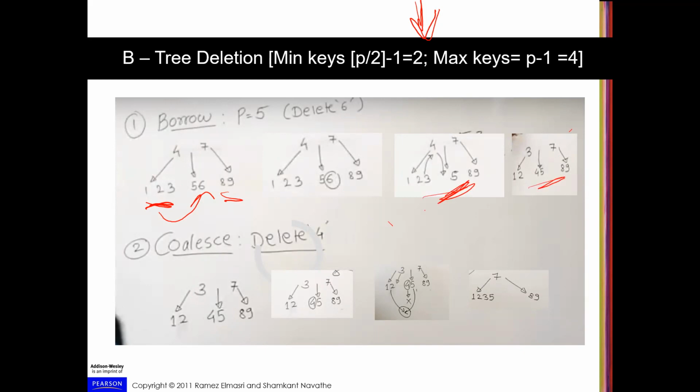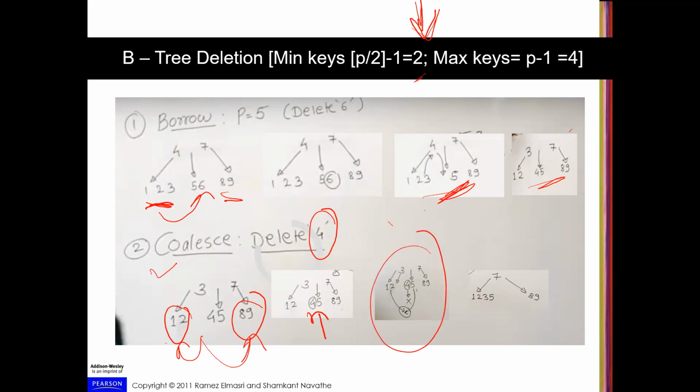But in coalescence, our neighboring nodes do not have any extra values beyond the minimum number of values inside them. You see, we are trying to delete 4, and our neighbor has only 2 values, which is the minimum number of keys required. The right neighbor also has the minimum number of required values, so they cannot give us any value to balance our deletion. In this case, we find the value that we want to delete, and then we merge.